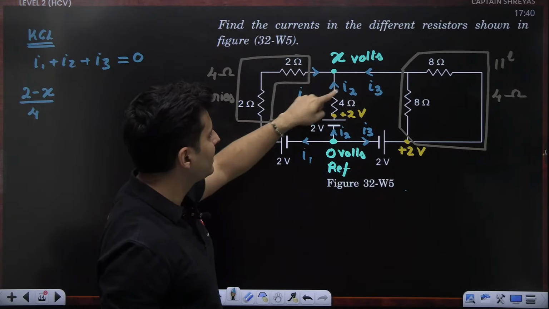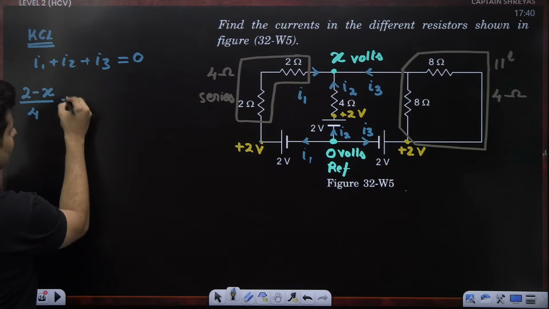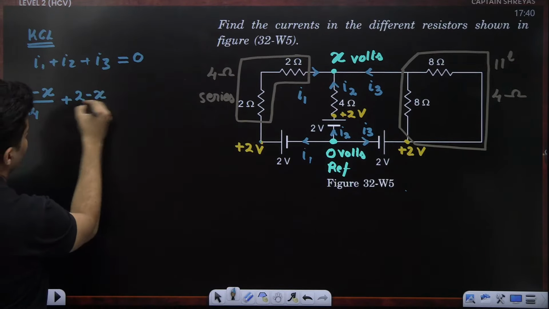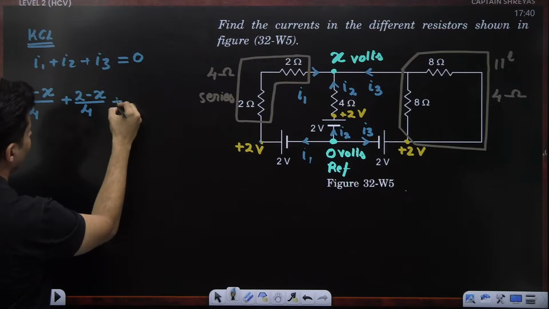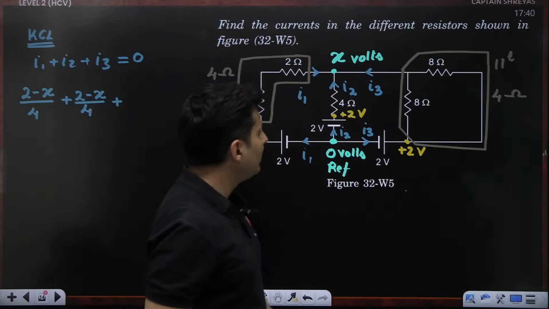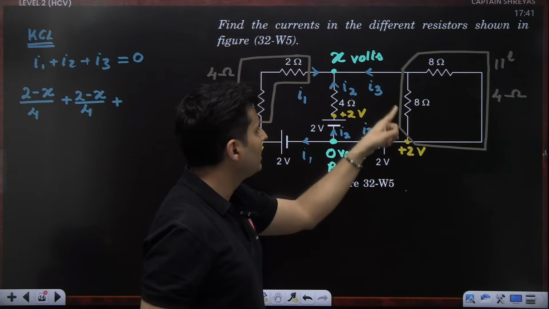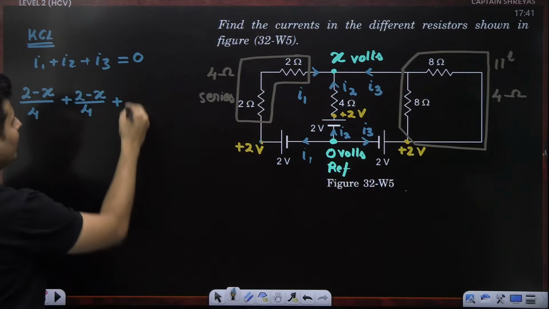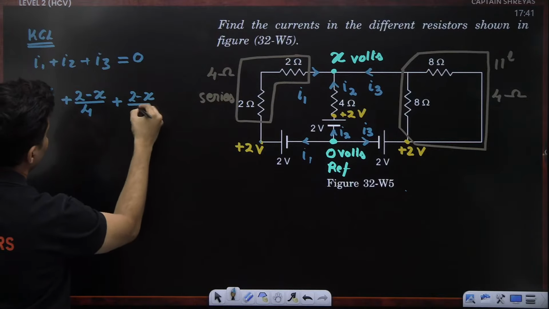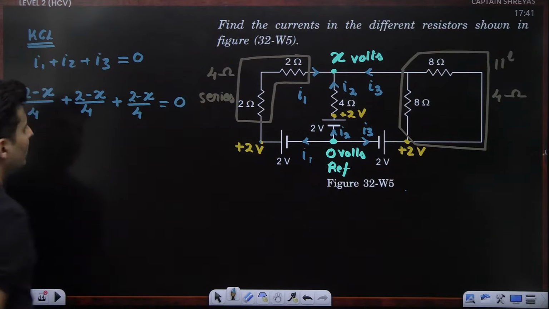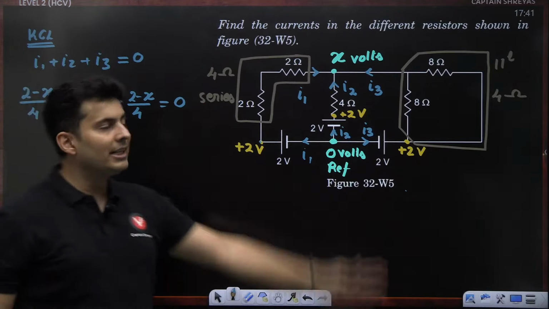Voltage is 2 minus x by resistance. So plus 2 minus x by resistance, which is again 4, plus current number 3. This is 2, this is x. High minus low is the voltage by resistance. Again it is 2 minus x divided by 4. That is equal to 0. So I'm getting this 3 times.